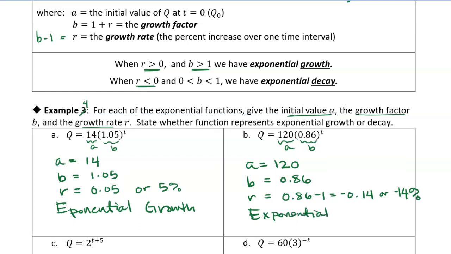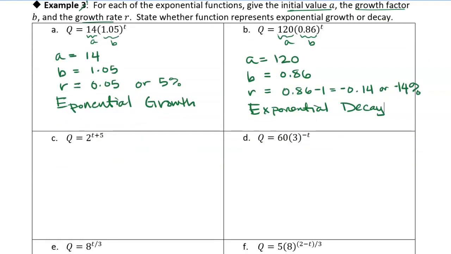So in this case, we're starting out with 120, and the amount is 86% of what it was in the previous time period each time. Now these other ones are a little complicated. You've got to remember how exponents work. They're not in the standard form, and we have to put them in standard form.